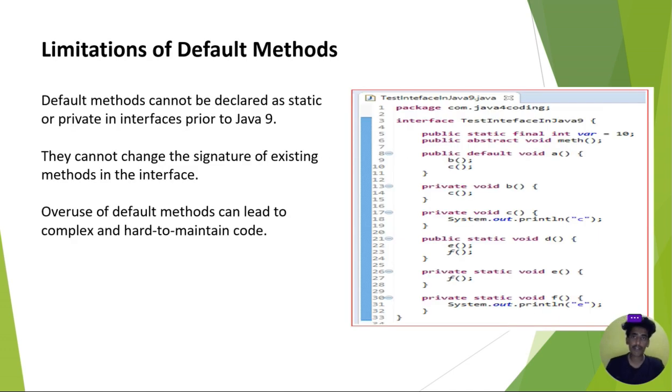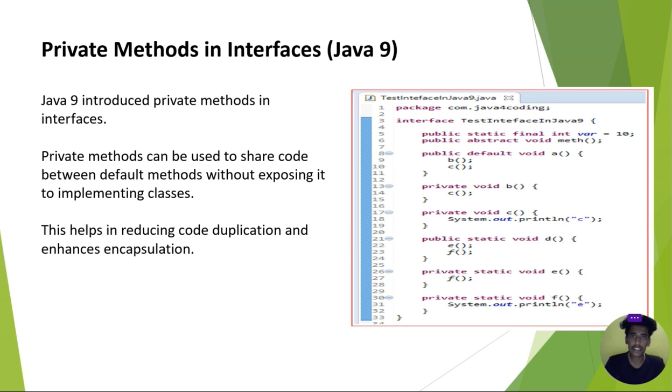Limitations of default methods. Default methods cannot be declared as static or private in interfaces prior to Java 9. They cannot change the signature of existing methods in the interfaces. Overuse of default methods can lead to complex and hard to maintain code. Private methods in interfaces, that is Java 9. Java 9 introduced private methods in interfaces. Private methods can be used to share code between default methods without exposing it to implementing classes. This helps in reducing code duplication and enhances encapsulation.